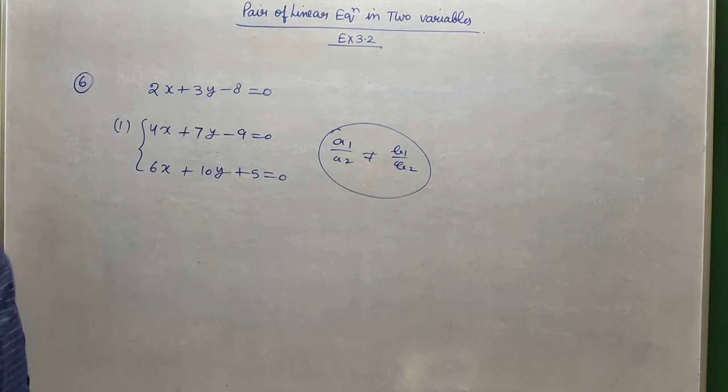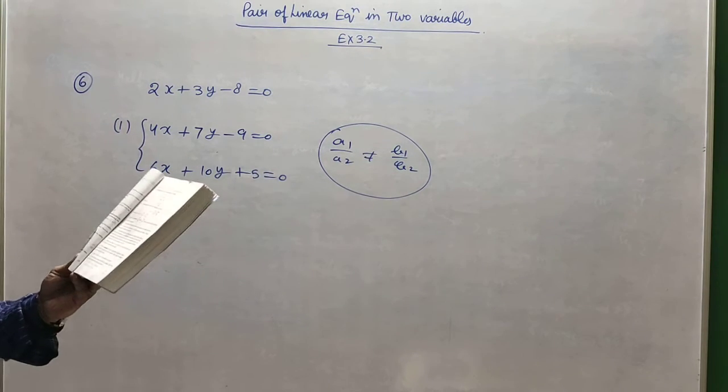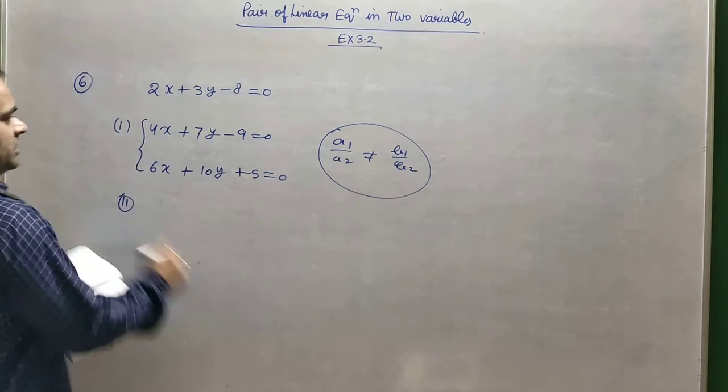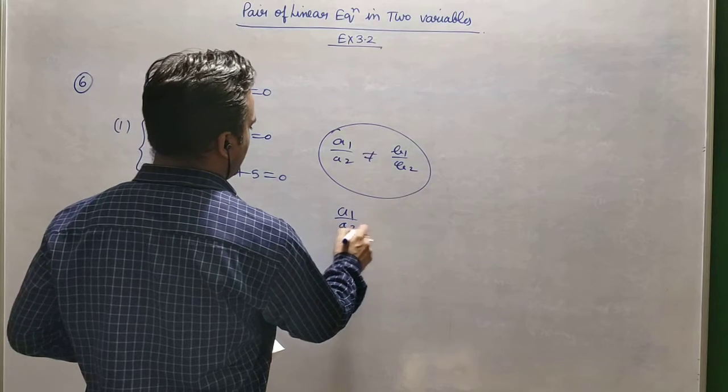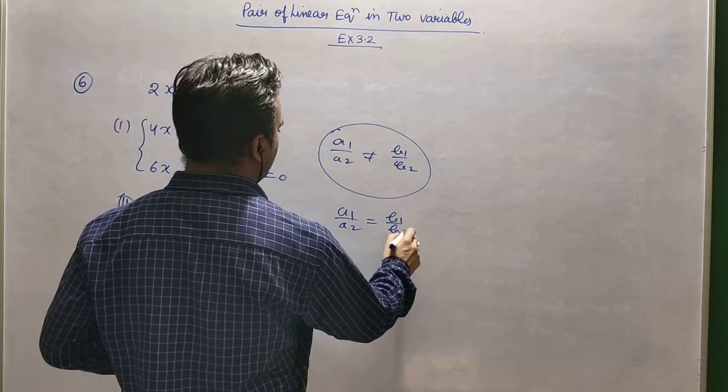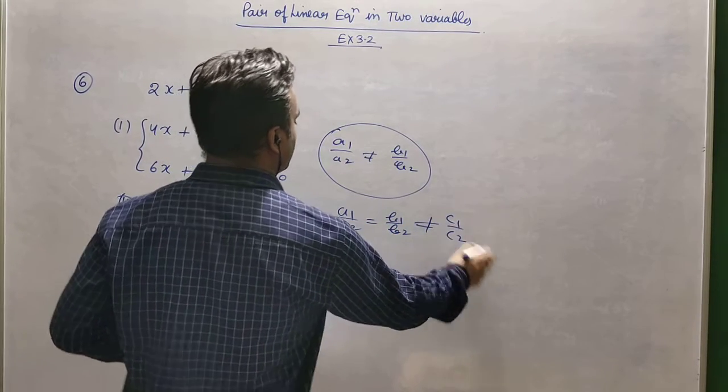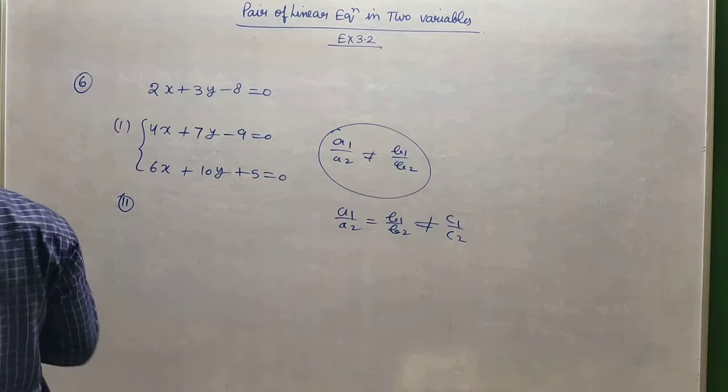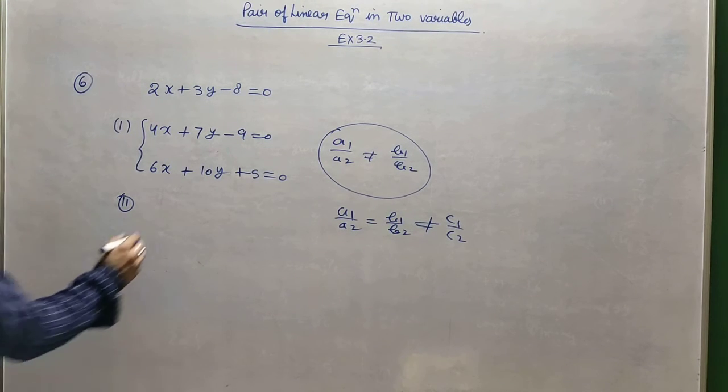This one or this one, both are same. Answers for this. For parallel, what is the condition for parallel? A1 upon A2 is equal to B1 upon B2, but not equal to C1 upon C2. So it means the first two will be equal and the third one will not be equal. So what will we do here?